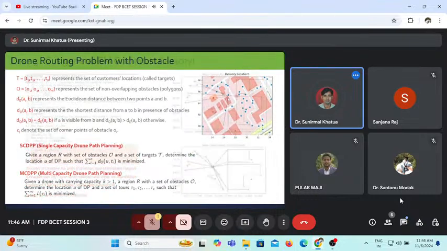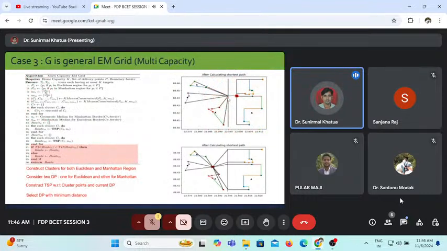So this one is the second part. Till now I have discussed two parts. The first part considered that there is a single capacity. It can be fully Euclidean, fully Manhattan, or general. The second part that I discussed is multi-capacity. And again, I have considered those three cases for multi-capacity: a fully Euclidean, a fully Manhattan, or a general EM grid.